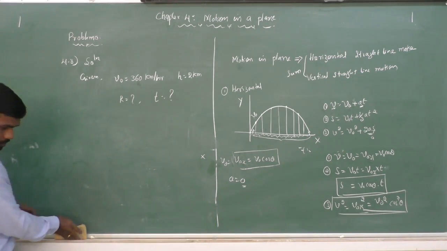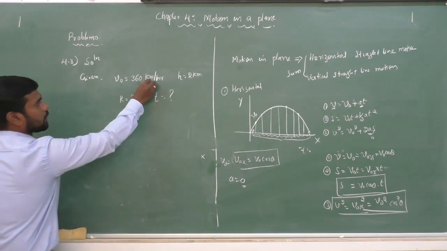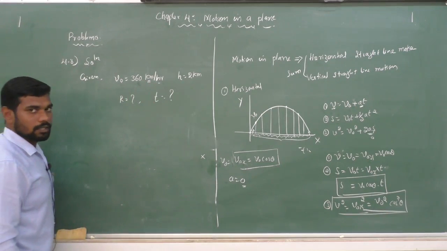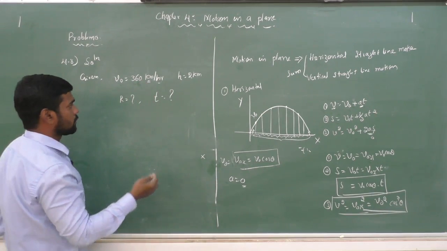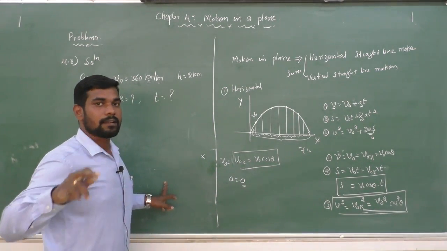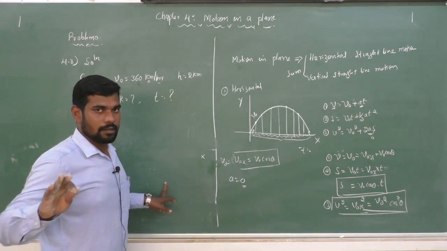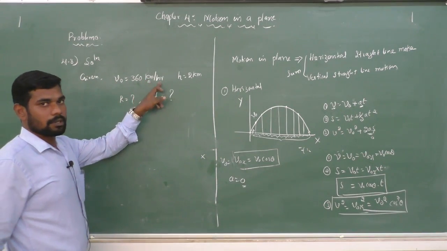Okay. In our problem, you take V naught. V naught here is in kilometer per hour, so you convert it into meter per second, because we are going to use the value of g, minus g. That g is 9.8 meter per second square. So that's why we should keep this in meter per second.